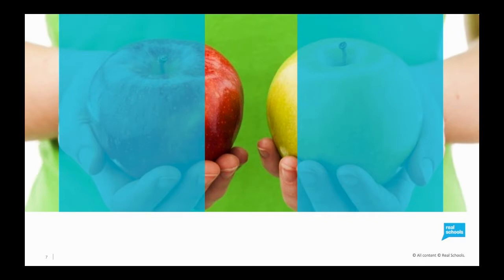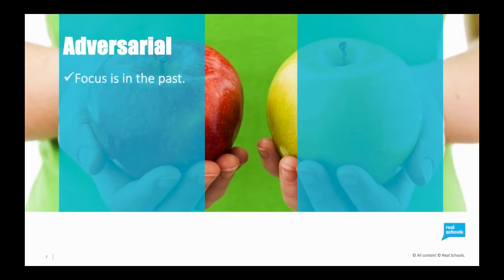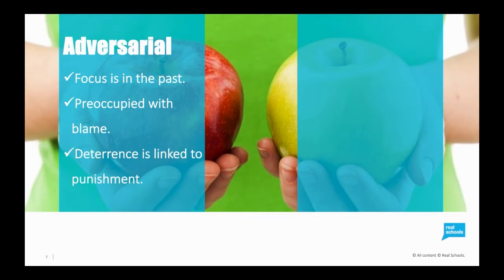So the key differences between the old approach, the adversarial approach, and the new approach, the restorative approach, is that when you're adversarial, the focus is deeply in the past. The preoccupation is with who's to blame, what's my blame split like, and deterrence is linked to the notion that I've got to get the punishment right. So I've got to get the punishment either consistent, or I've got to make it severe enough that they won't do it again. If that stood up as a behaviour change theory, then the most severe punishment for the most severe crime would be reducing the prevalence of the most severe crime.